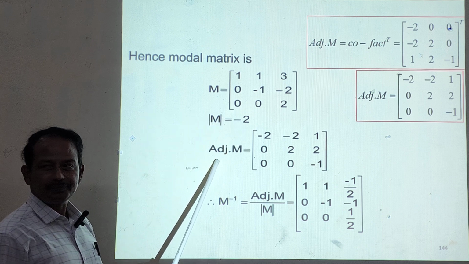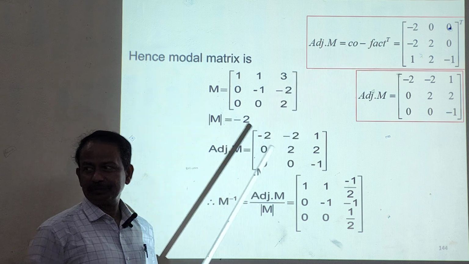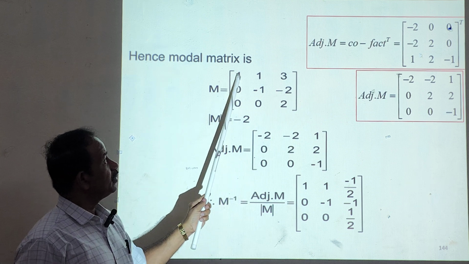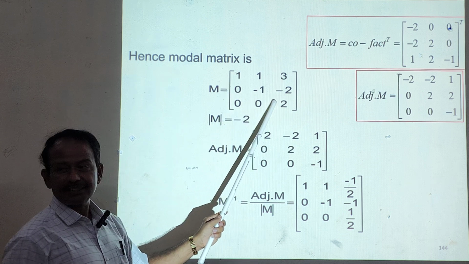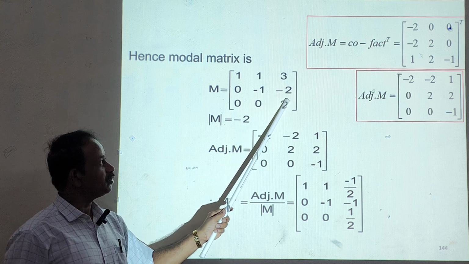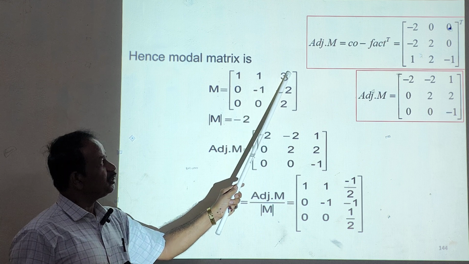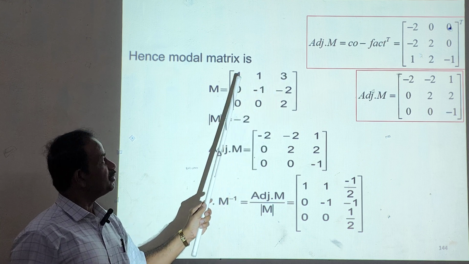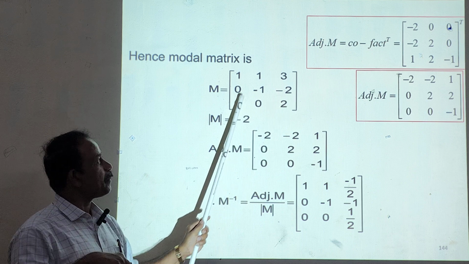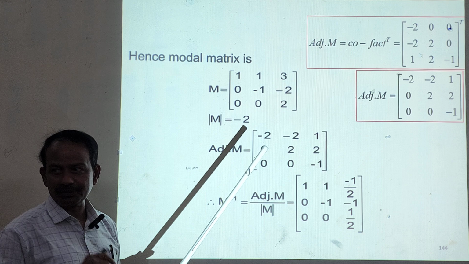How to find the adjoint of m? It is the transpose of the cofactor matrix. How to find the cofactor of m? You have to take this one first, this one with a minus sign, similarly this one with a minus sign, then this one with a plus sign. Similarly, we take this determinant with a minus sign. Then this will have a plus sign, this will have a minus sign. So you have to include the minus, plus signs, which are very important.